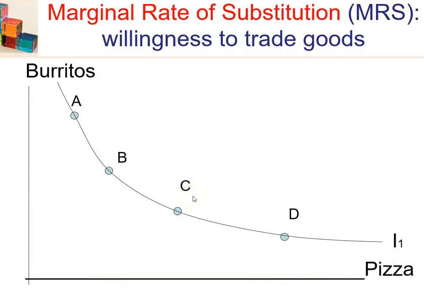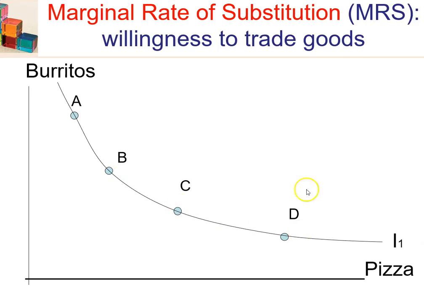So, marginal substitution, what is it? It's simply your willingness to swap or trade between goods. And your willingness to trade also depends on how much of the good that you currently have. So, for example, at bundle A, your willingness to swap burritos for more pizza differs from at point B, when you have fewer burritos and more pizza, and continues to change at both C and D.